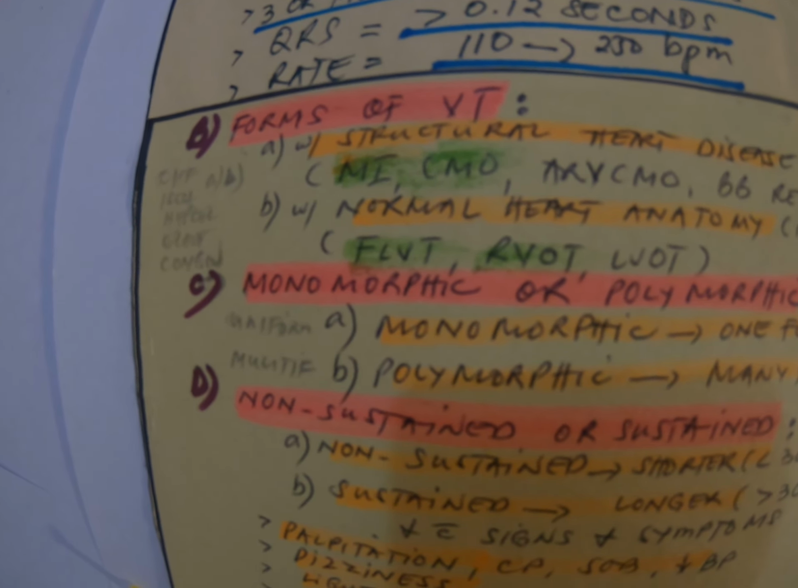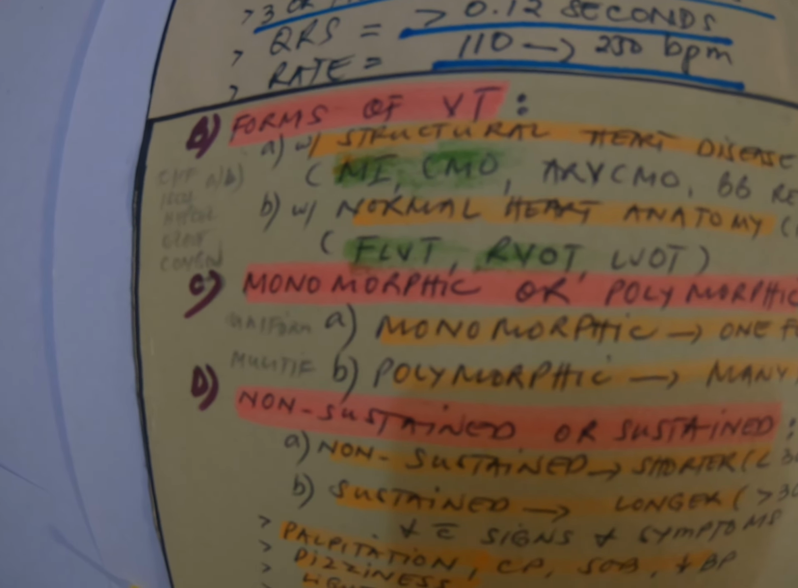Well, VTAC could be also monomorphic or polymorphic. When you say monomorphic VTAC, the VTAC is coming from one focus, and you see the QRSs are all uniform. Example of that is the monomorphic VTAC right here. I got an example. In one lead, they're all alike. Okay, you could either go to V2 or V1, but they're all alike in one lead.